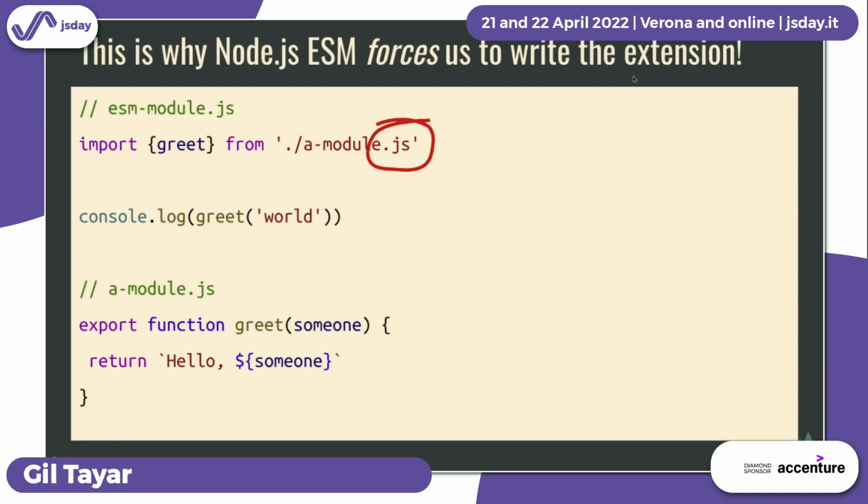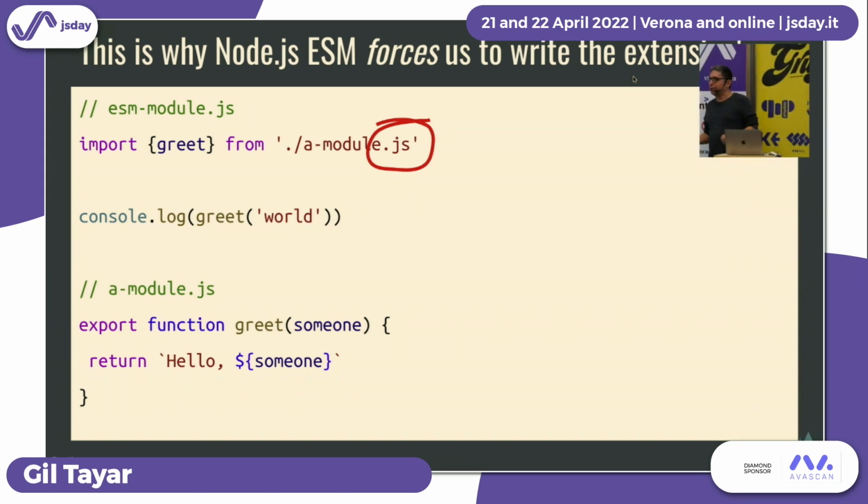And this is one of the most important things: ESM forces us to use an extension. Look at that, amodule.js. In CommonJS, we just write require a module. You don't need to write the extension. In ESM, we are forced to write the extension. Why? Because the modules working group wanted to be compatible with browsers. And in browsers, you have to write the extension.